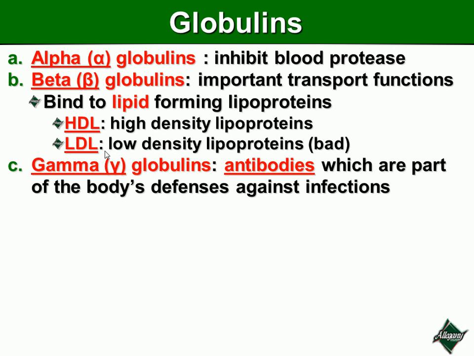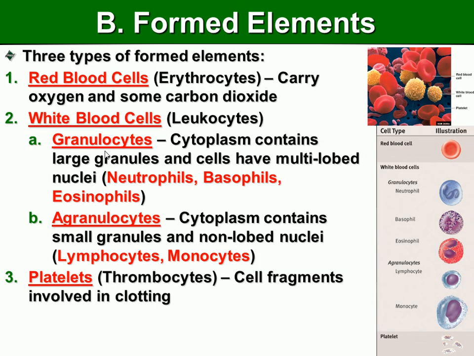And then finally, you also have gamma globulins, which are basically called antibodies, which are part of the body defense against infection, which we are going to focus on later on in this chapter as well. So the formed elements are again the cells within the blood. There are three types of formed elements. The first type are the red blood cells, which are also called the erythrocytes. They are used for carrying oxygen and some carbon dioxide around the body.